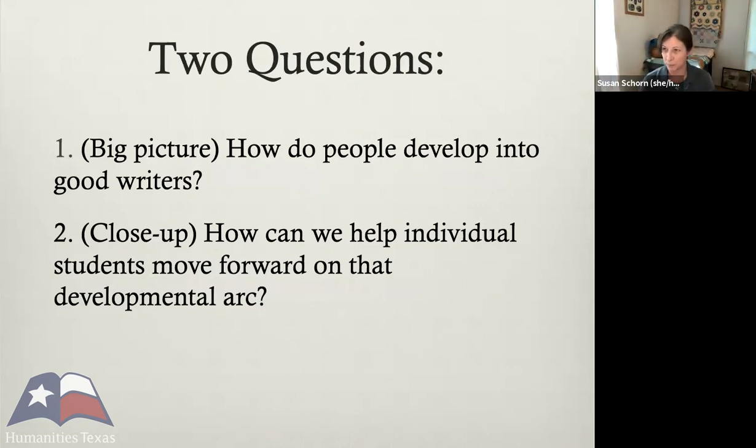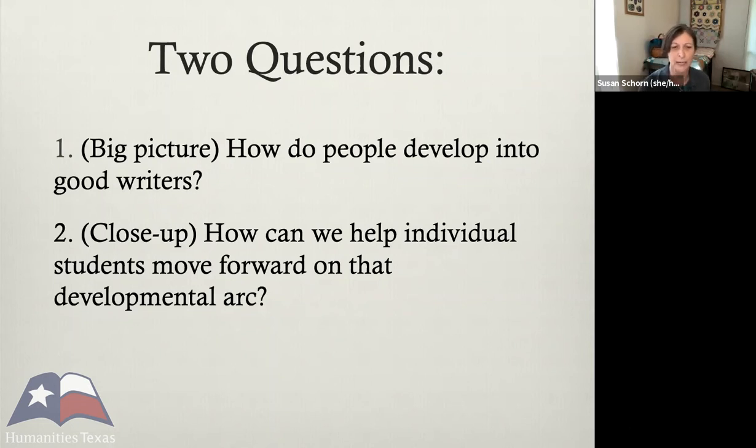The first is a big picture question of how people develop into good writers. And we're going to talk about what actually happens inside the brain as we write and as we improve our writing. And then the close-up, zoomed-in question that I have is how can we help individual students move forward on that developmental arc? So wherever they are, whatever they're working on, what's a good next step for them?